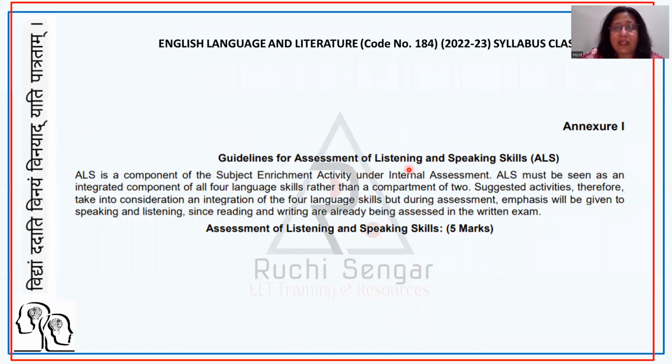Then we move to guidelines of assessment of listening and speaking skills. Now, subject enrichment, look at the first component. ALS is a component of the subject enrichment activity. I'm not saying it, here it is. But then the project also is a component of subject enrichment activity. And I have tried very hard over the past 2 years to explain this to a lot of academics. Please do not mix up things. ALS is also subject enrichment. Project is also subject enrichment. The art integrated project, that's also subject enrichment. So it's a marriage between the two.